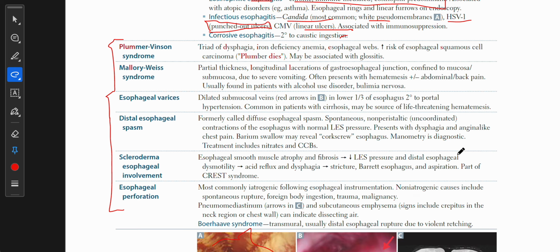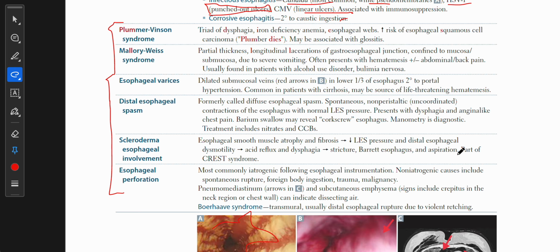So let's go to Plummer-Vinson syndrome. It is a triad of dysphagia, iron deficiency anemia, and esophageal webs. You have to remember this. Dysphagia, iron deficiency anemia, and esophageal webs. This is a triad, Plummer-Vinson syndrome. Dysphagia is difficulty in swallowing, IDA is iron deficiency anemia, and then esophageal webs, right? So it will increase the risk of esophageal squamous cell carcinoma. It may be associated with glossitis also.